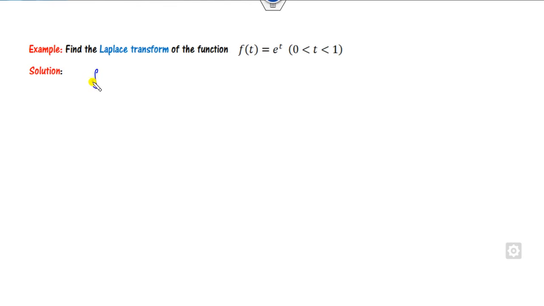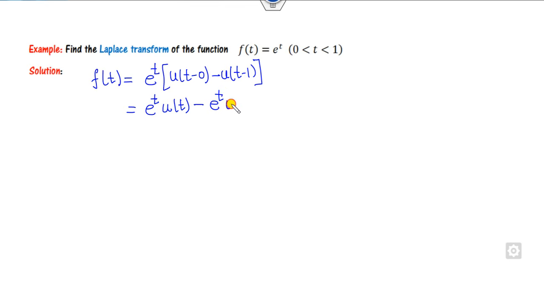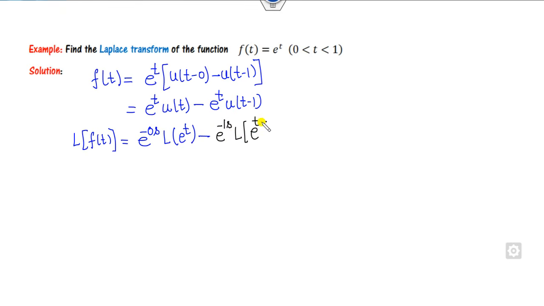Again you can see here, can you write this function using the unit step function? So e raised to power t, this is u of t minus 0 and u of t minus 1. If I open this bracket, it's e raised to power t minus e raised to power t into u of t minus 1. Now using the shifting second theorem, I can find the Laplace of this. It's e raised to power 0s, Laplace of e raised to power t minus e raised to power 1s. I have to replace t with t plus 1. E raised to power 0 is 1.